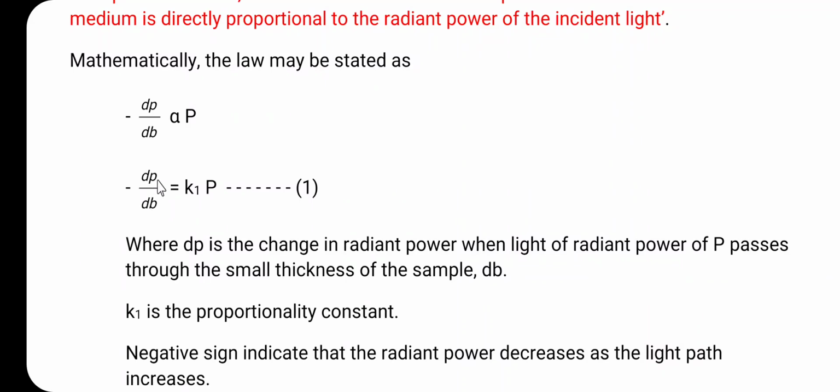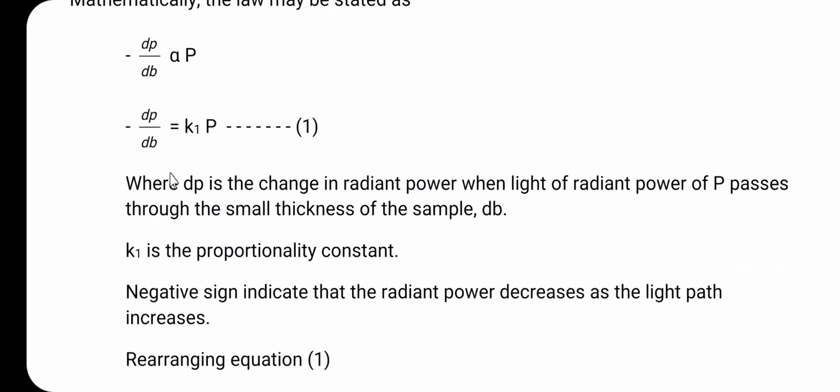So, here minus dP by dB is equal to K1 into P; that is the change in P with respect to the thickness of the medium, that is B. In this equation, K1 is called the proportionality constant, and there is a negative sign. This negative sign indicates that the radiant power decreases as the light path length increases. As we increase the light path length, there is a decrease in the radiant power of the light, that is why there is a negative sign.